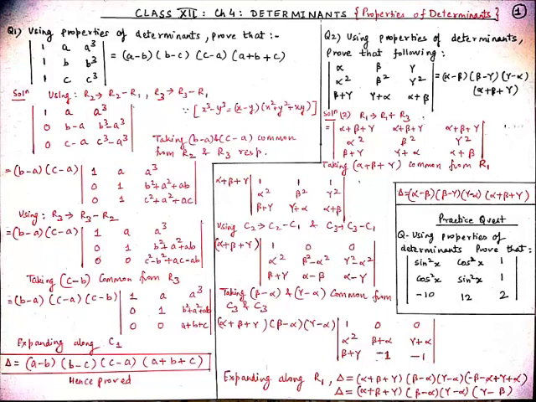And now students, on expanding along column C1, we get (a + b + c) into 1, which is equal to a + b + c, and minus 0 into (b² + a² + ab). So 0 into something is always 0.